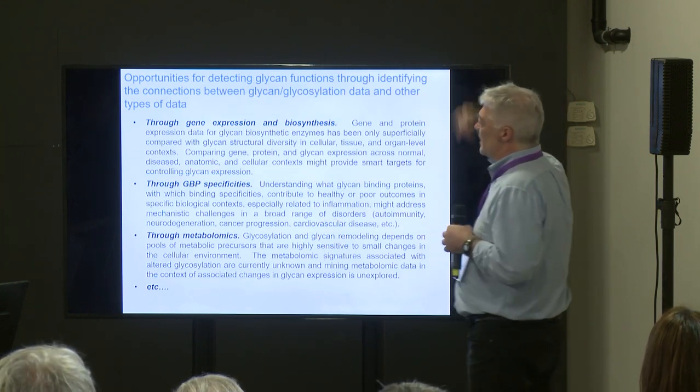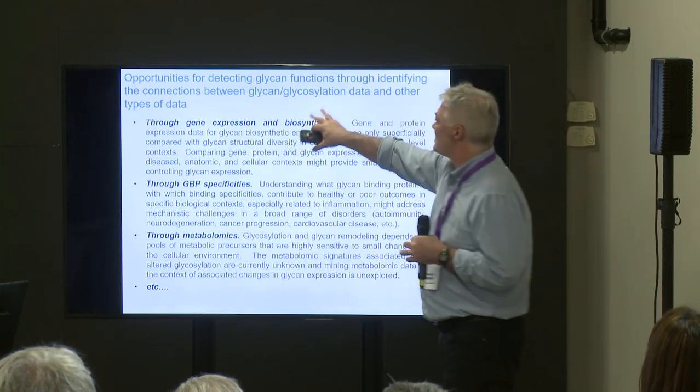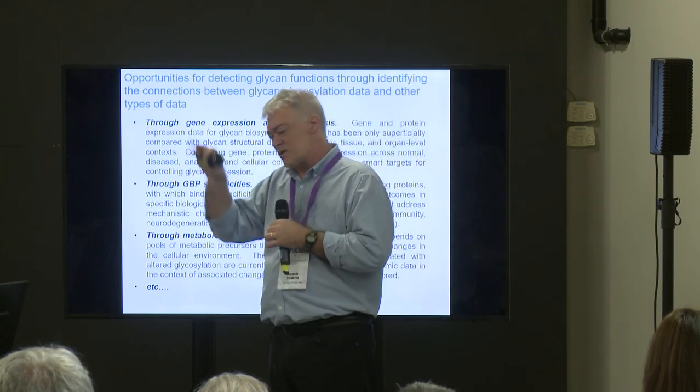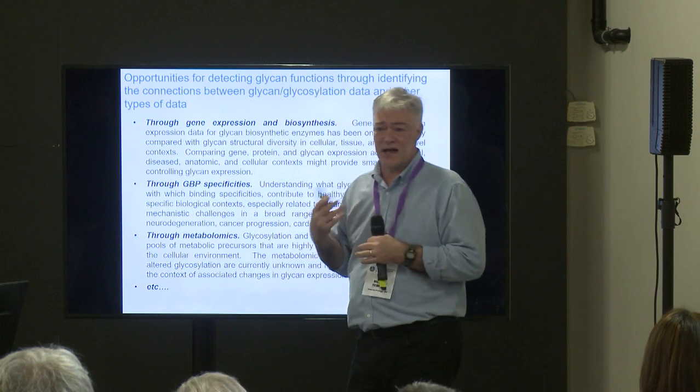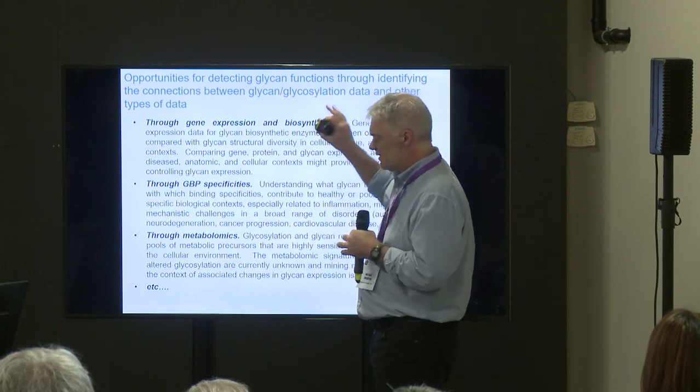I'll just finish up with some of my own personal thoughts about opportunities for detecting glycan functions by identifying connections between glycosylation data and other types of data. I've mentioned already gene expression, specifically about biosynthetic enzymes. I'm a little ashamed to say that within the glycoscience field, we know a lot about the enzymes that make glycans. A lot of work has been done on enzyme specificities. We know a bit about where these enzymes are expressed. They tend to be expressed at very low levels and are not often seen in classic gene array experiments. So it's a little bit tricky to say that we really have good expression data, but people are working on that.